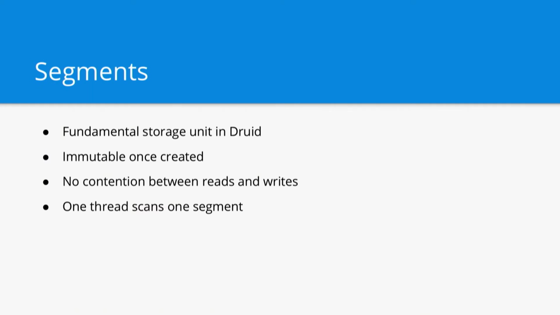These file segments are the fundamental storage unit in Druid. They're immutable once they're created. There's no contention between reads and writes because of the immutability, so they can be queried super quickly. And the model is that one thread is scanning one segment. So you have all the threads, all the CPUs available in your cluster. Each one can scan one segment at a time. And so that's the way that we parallelize your data in Druid. The same given segment can't be scanned by multiple threads, so you can't have all threads scanning one segment if that one is really hot.